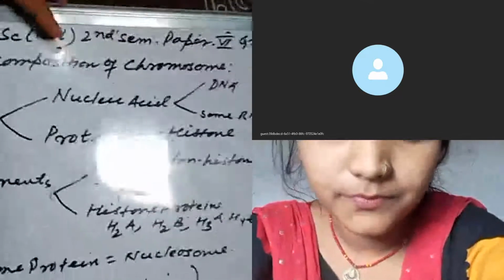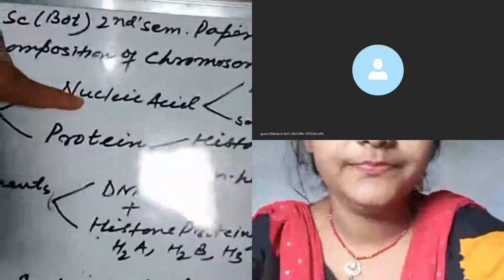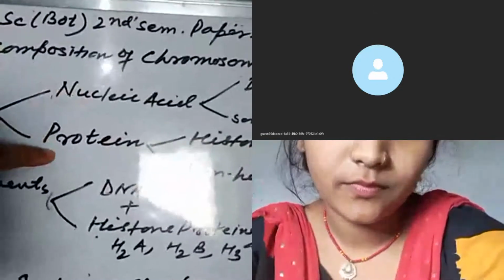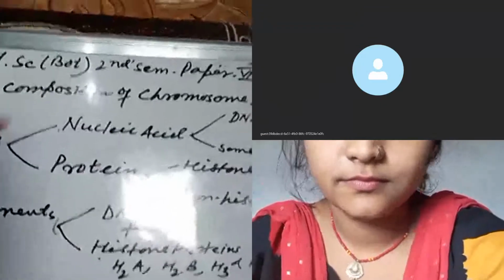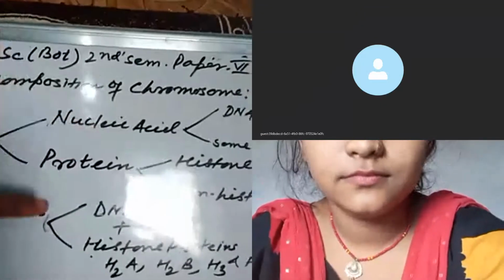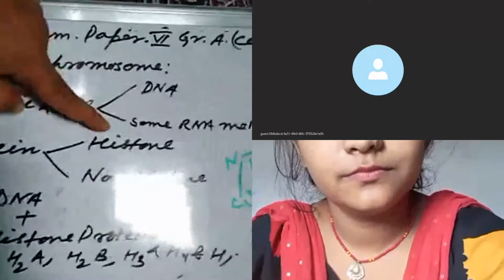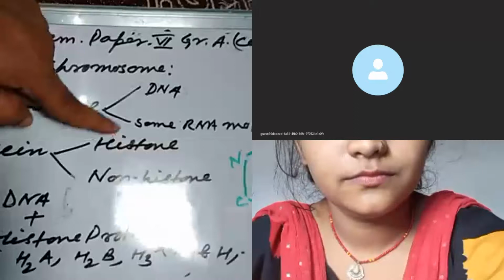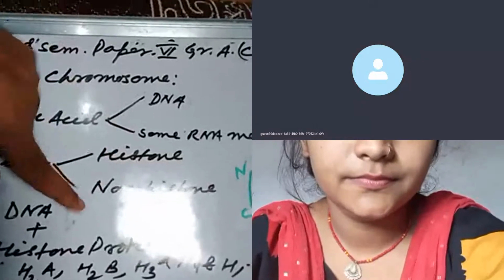Now let us see. I have written here: chemical composition of chromosome. Look here. The chromosome chemically consists of two parts: nucleic acid and protein, and the proteins are of two types: histone protein and non-histone protein.